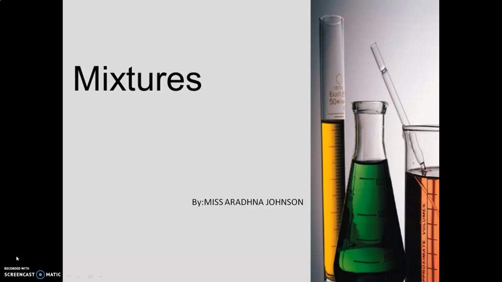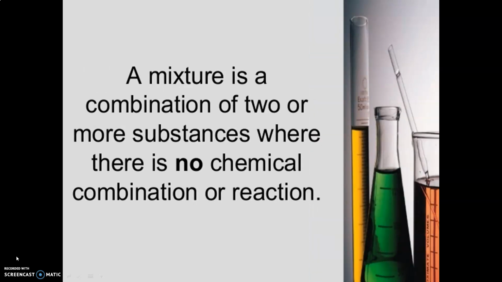Good afternoon, class 7th. Today we'll be dealing with the B section of your chapter, that is separation of components of mixture. Okay, so before we start, we need to understand what actually is mixture. So mixture is a combination of two or more substances where there is no chemical combination or reaction, right? You just mix any two in any proportion and you keep it and they don't react.